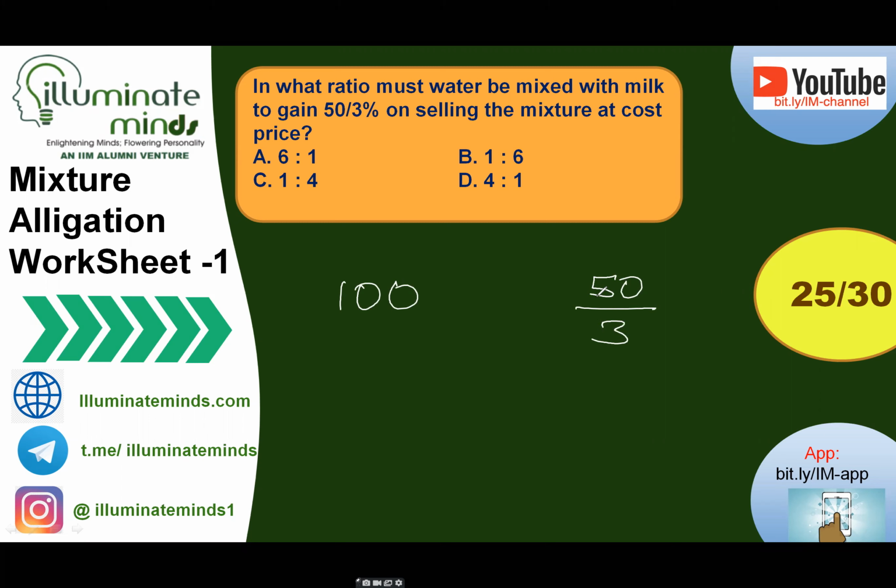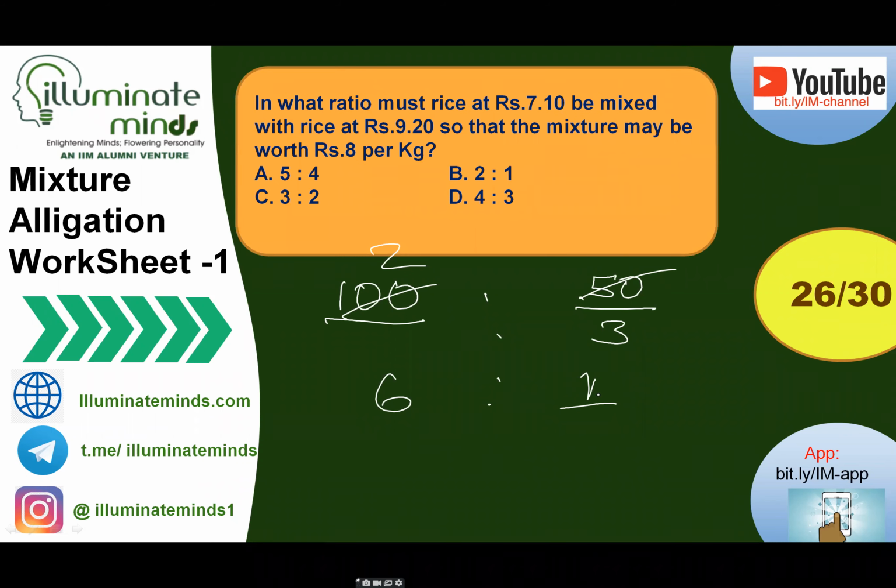It's as simple as that. So if there's 100 liters of milk, then you need to add 50 by 3 liters of water to gain 50 by 3 percent at cost price. So that's it. 1 is to 2, 6 is to 1. Now let's read the question, whether it is 6 is to 1 or 1 is to 6. In what ratio must water be added with milk? So water will come before, sorry.